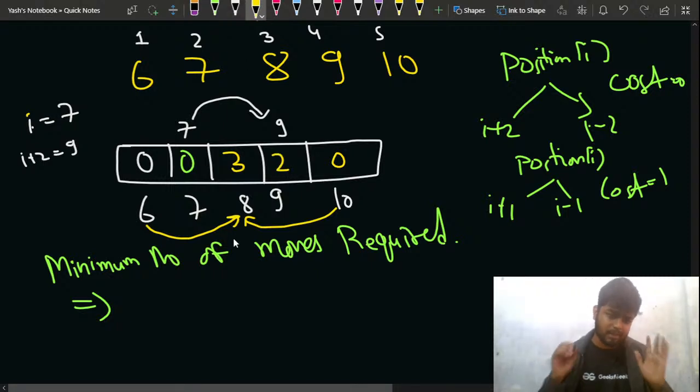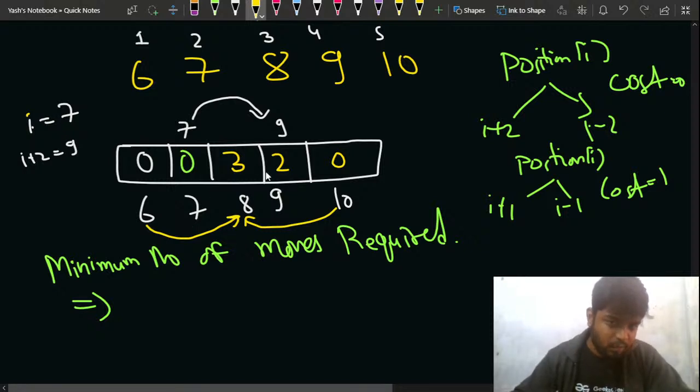Now tell me, what is the minimum cost now? I want the answer from all of you. Now tell me, what will be the minimum cost now? Can someone in the chat tell me the answer for this part? For this part, what will be my answer?